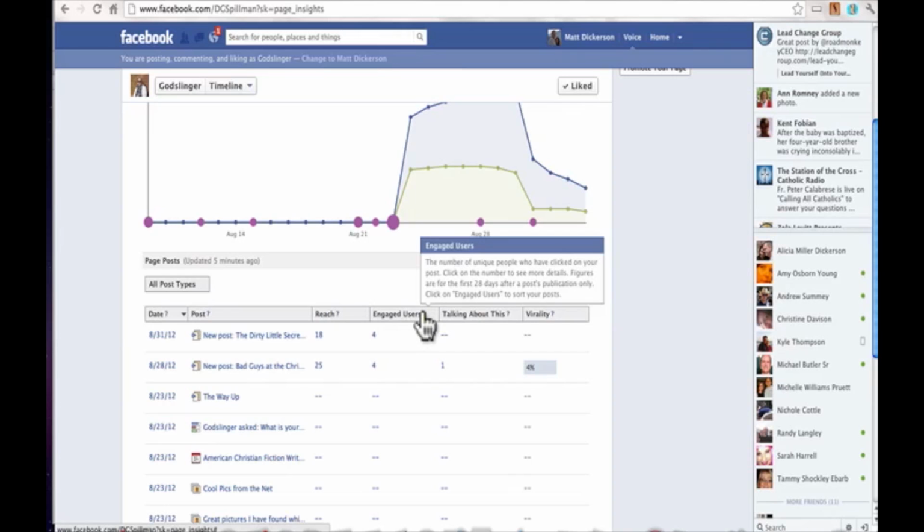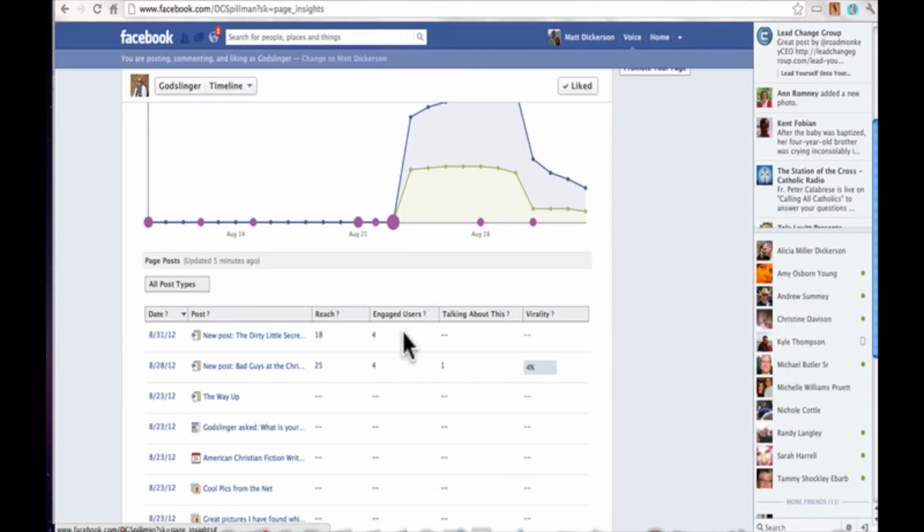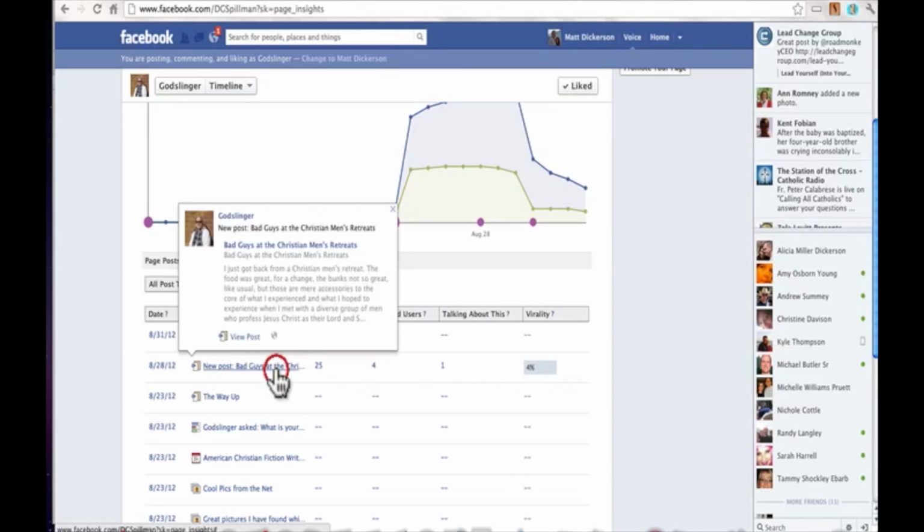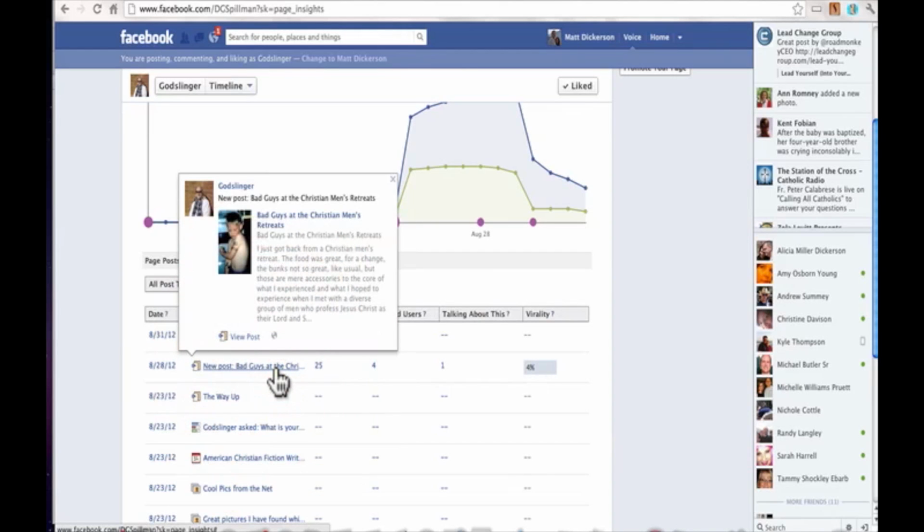That's the number of people that clicked on the post, who's talking about it, and then virality. Everyone talks about, well, you want to go viral on the internet. This is showing you a percentage in terms of your posts and how viral they got. So you had a little bit on this one here, Bad Guys at the Christian Men's Retreat. It's kind of an interesting post.